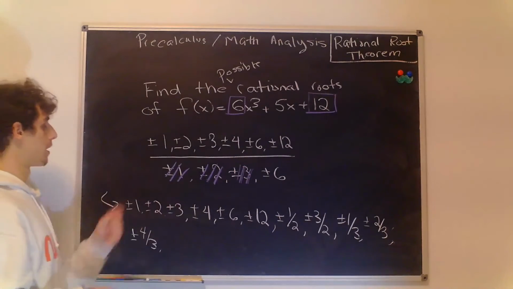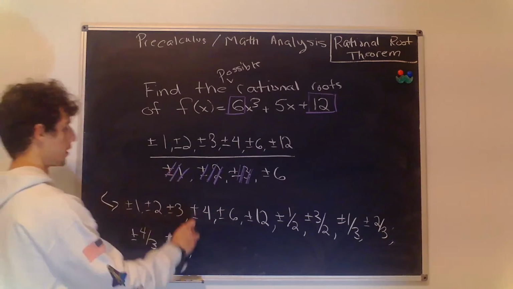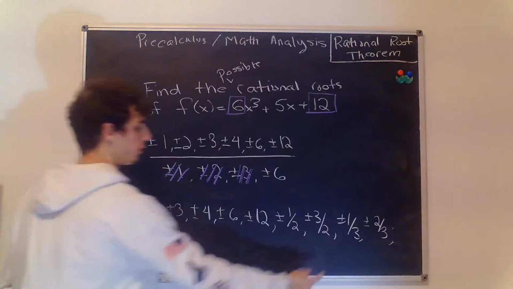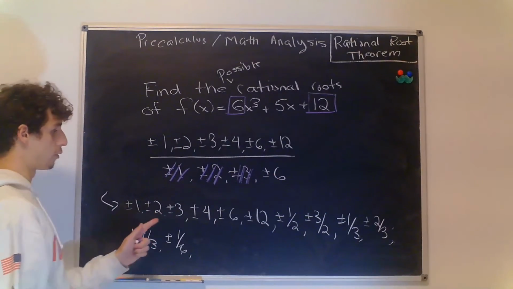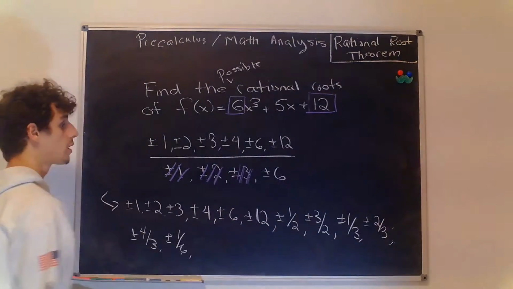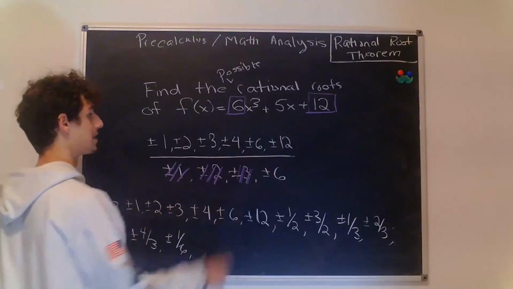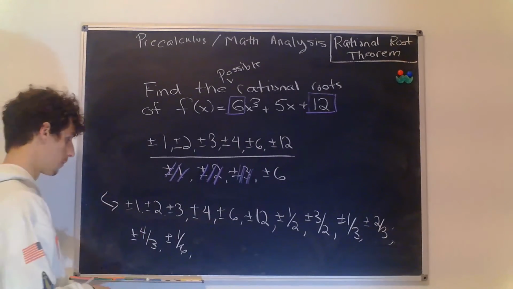And now we have plus minus 6 left, so that'll give us plus minus 1/6, plus minus 2/6, but we have that already because that's equivalent to 1/3, plus minus 3/6, but that's equivalent to 1/2, which we have here, plus minus 4/6, but that's already on here as well in the form of 2/3, plus minus 6/6, which is 1, and plus minus 12/6, which is 2.